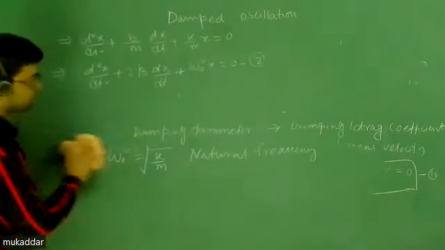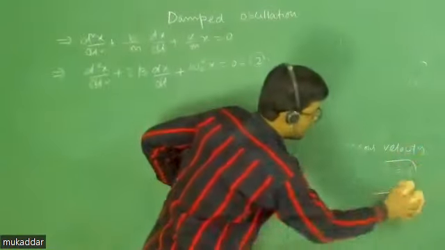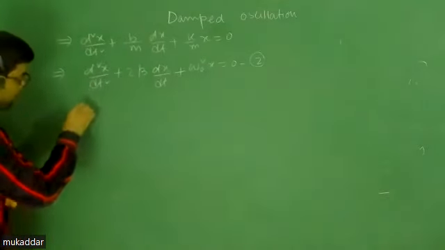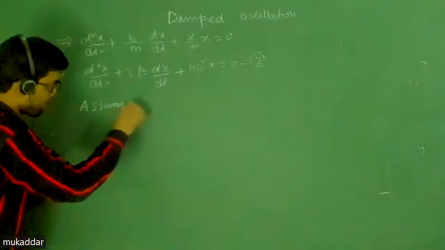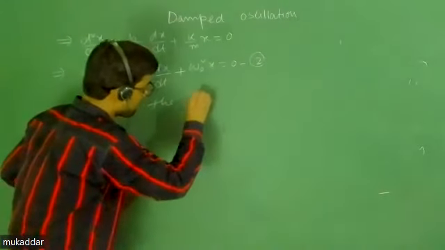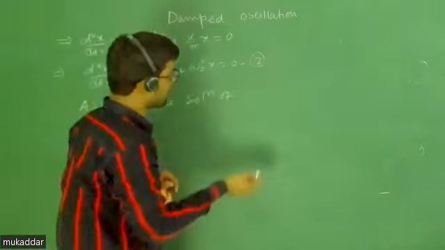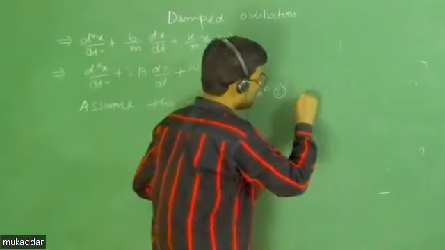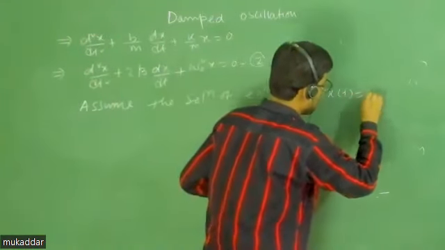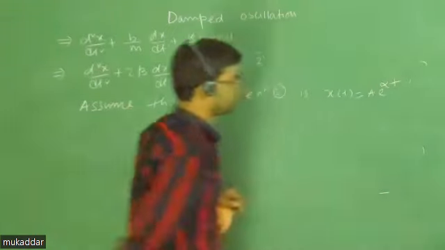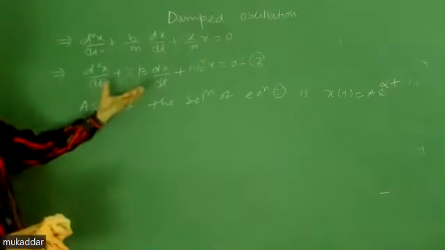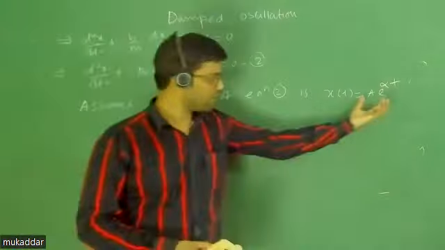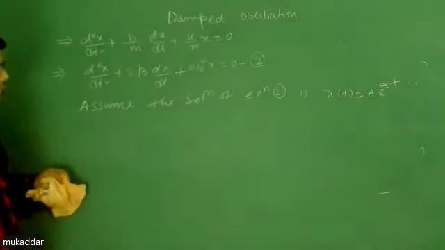Okay. So now let us assume that the solution of this differential equation, the solution of equation number 2, is x(t) equals a e to the power alpha t. So this is basically a second order differential equation, right? So I'm assuming that the solution of this differential equation is a e to the power alpha t.